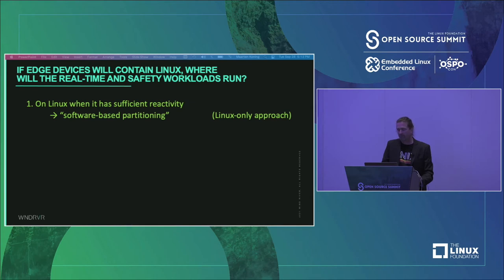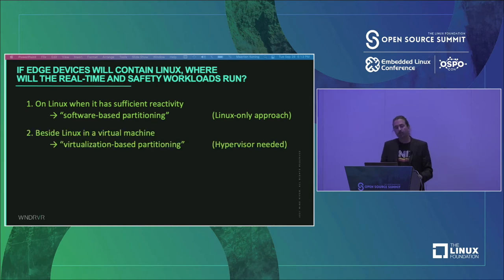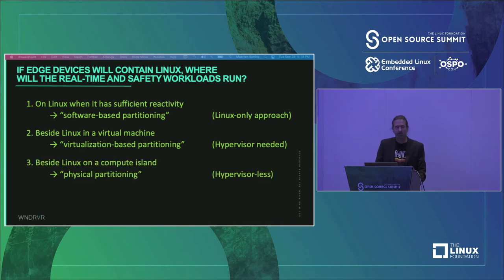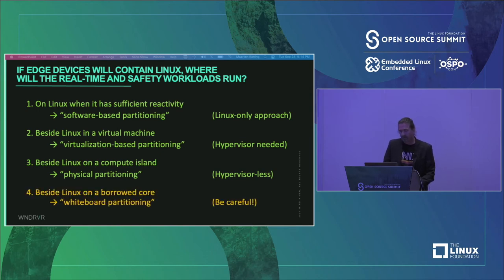And there's still a window of opportunity for alternate runtimes to help Linux. You know, we can call those auxiliary runtimes. And they could run, for example, in a virtual machine beside Linux with a hypervisor. They could run on a compute island, whether it's a real-time compute island or it's a safety-based compute island. Maybe it's lockstepped. It could even run on a dedicated core that's in the same CPU cluster that Linux was running on. And I'm going to talk a bit about that.